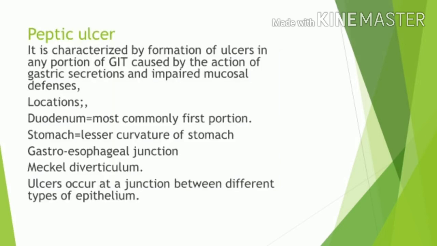Peptic ulcer. It is formation of ulcer in any portion of the GIT, caused by the action of gastric secretion and impaired mucosal defense. Locations. Duodenum, most commonly the first portion. Stomach, lesser curvature of the stomach. Gastroesophageal junction. Meckel diverticulum. Ulcers occur at a junction between different types of epithelium.